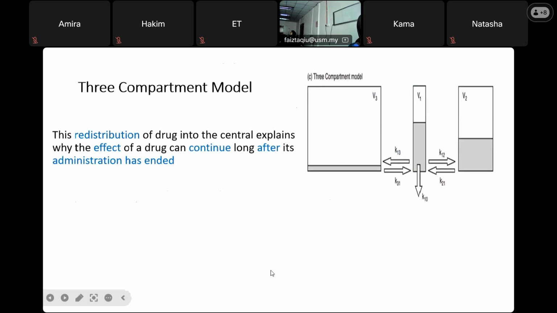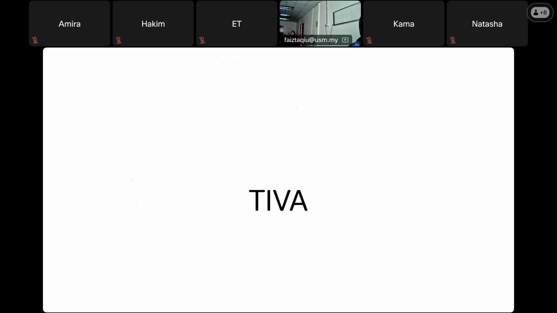This is very useful to remember. The redistribution of drug into the central compartment explains why the effect of a drug can continue long after its administration has ended. Yeah, that's for compartments. Now we proceed with the TIVA.